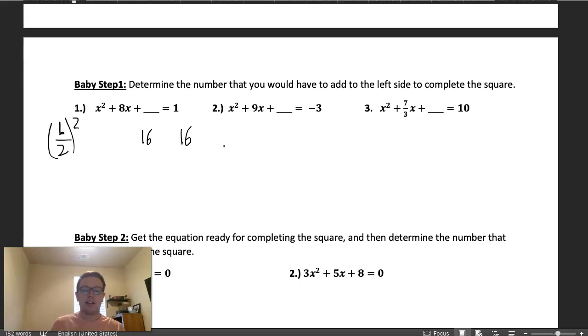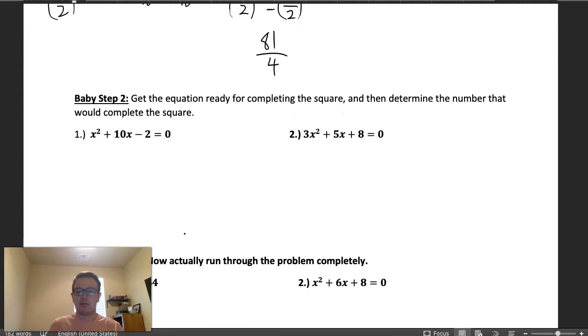What would we add to problem 2 to make sure that we can complete the square? Well, for problem 2, we're going to take 9, we're going to divide it by 2, and then we're going to square it. So b over 2 squared is going to be equal to 9 over 2 squared. And remember, when we're squaring a fraction, we square the top and the bottom. So we would add 81 over 4.